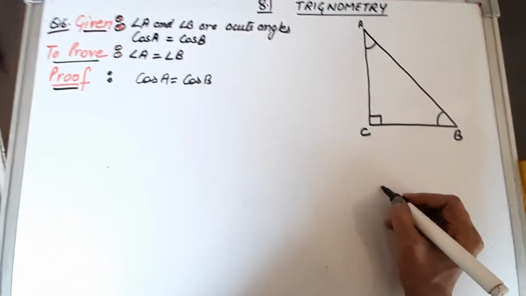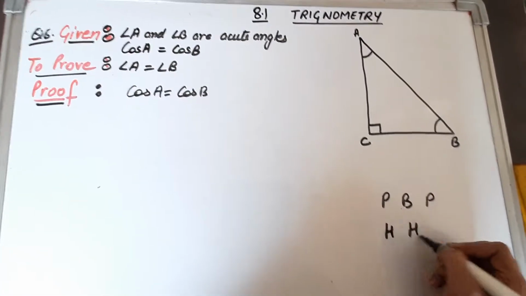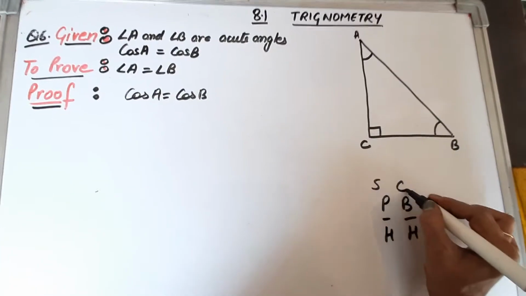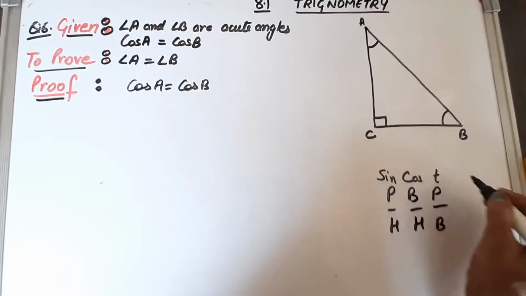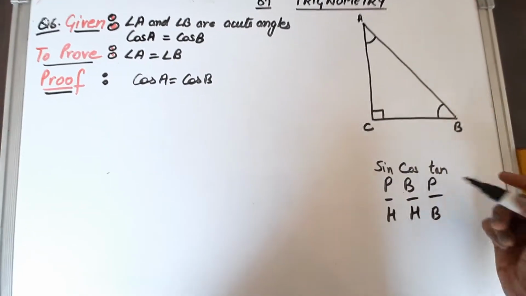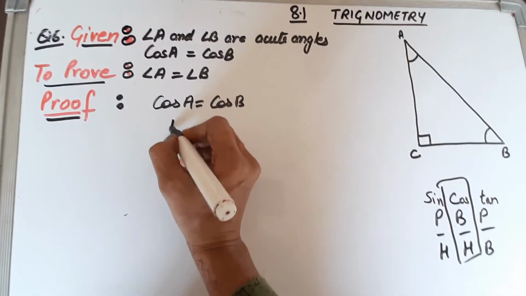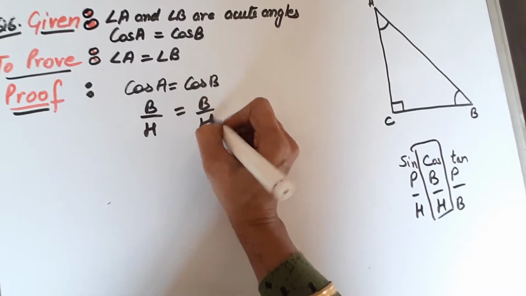Let us recall the method. Pandit Badri Prasad Har Har Bhole. This is the ratio. Sona Chandi Tole. Sona, sine, cos and tan. So what is the ratio for cos? It is B by H. So let us put B by H for this cos, base by hypotenuse for this cos.